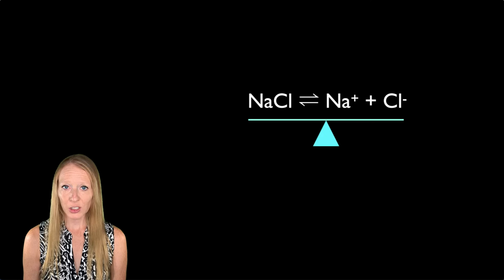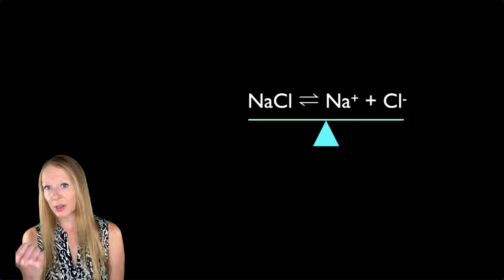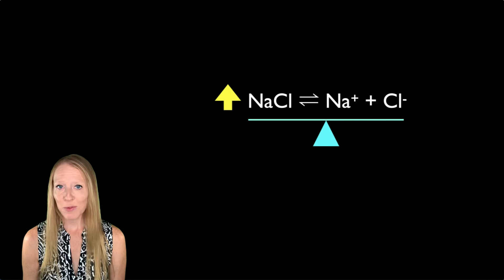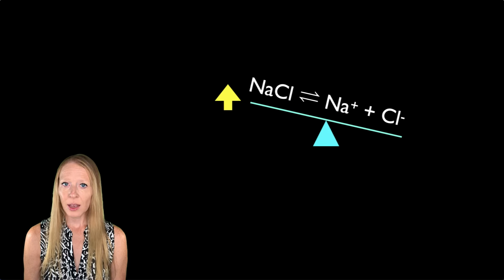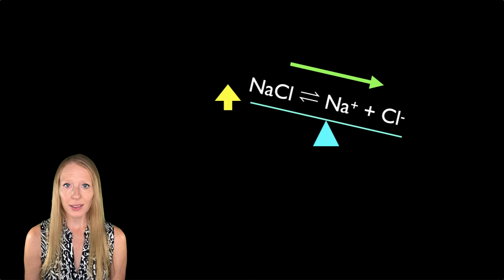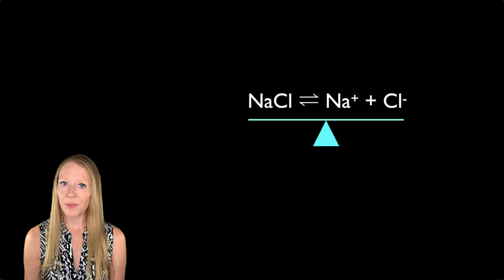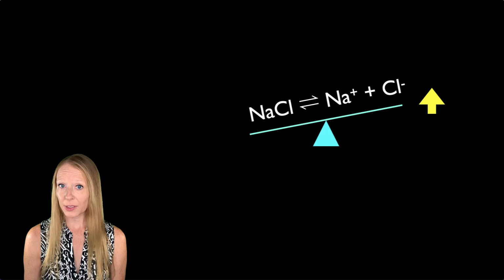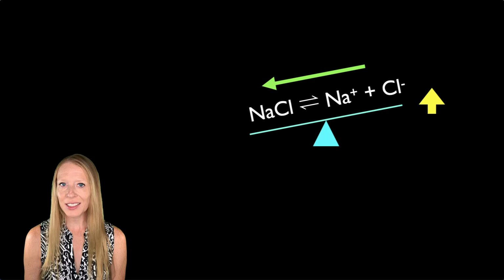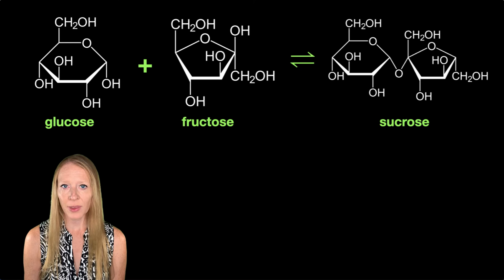But if we change the concentration, then we can drive the reaction in one direction or the other. If we add more sodium chloride to solution, then the reaction goes from left to right until it reaches equilibrium once again. And if we add a whole bunch of sodium ions and chloride ions, the reaction will run from right to left, and we will make some sodium chloride again until the reaction reaches equilibrium.